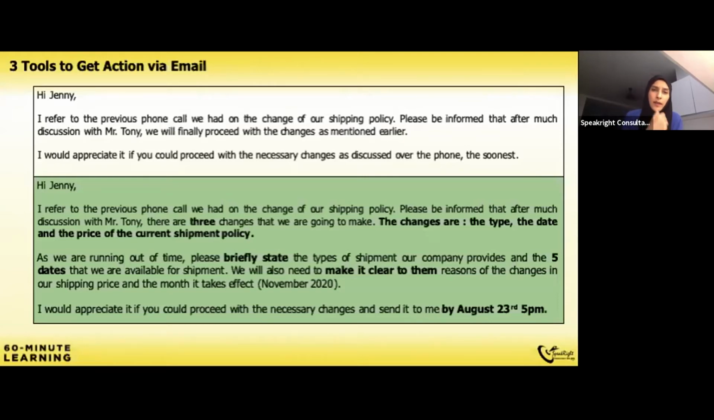Or I'm not clear on certain things. Do I need to ask Elizabeth again? Will she be angry with me, or will she think that I'm inefficient because I keep on asking? So we don't want the receiver to feel that way.